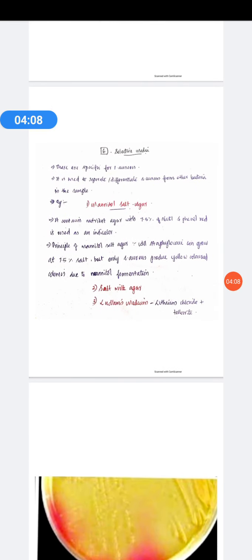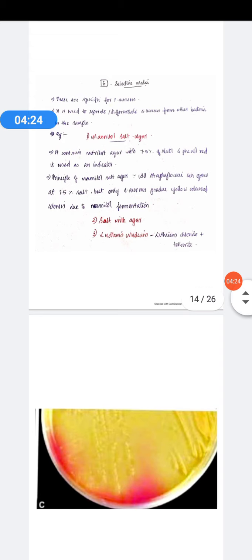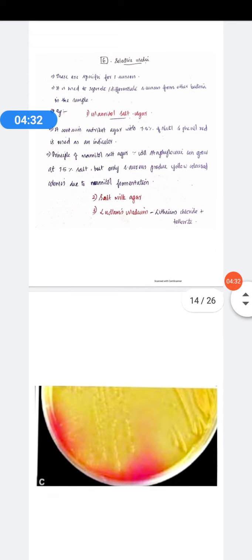Then come to the selective media. What do you mean by selective media? It is specific for Staph aureus. It is used to separate or differentiate Staph aureus from other bacteria in the sample. The first one is mannitol salt agar. It contains nutrient agar plus 7.5% NaCl. Also, phenol red is used as indicator.